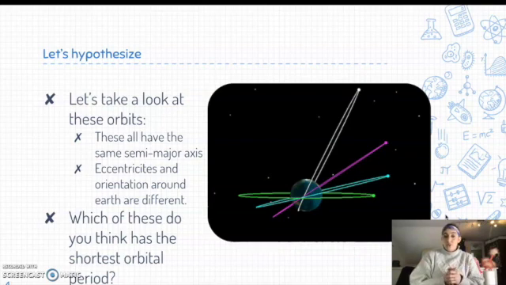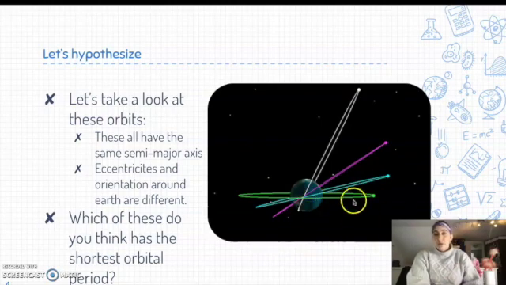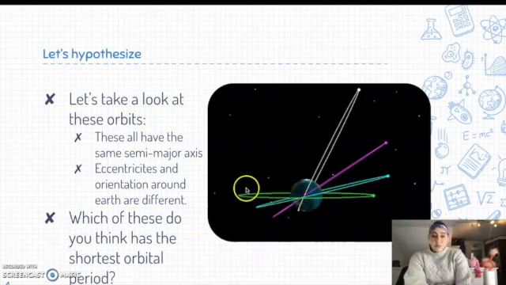Okay, looking at these orbits, if we were to guess, given that the eccentricities are all different, but the semi-major axis is all the same and the orientation is slightly different, without doing the math, it's hard to tell, but I would guess that we're probably looking at either the green or the blue having the shortest orbital period.